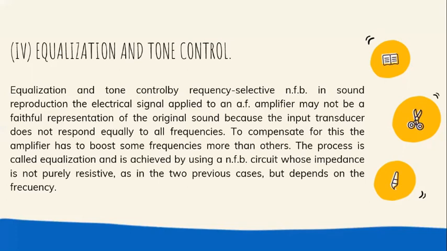to all frequencies. To compensate for this, the amplifier has to boost some frequencies more than others. The process is called equalization and is achieved by using an NFB circuit whose impedance is not purely resistive, as in the two previous cases, but depends on the frequency. Next.